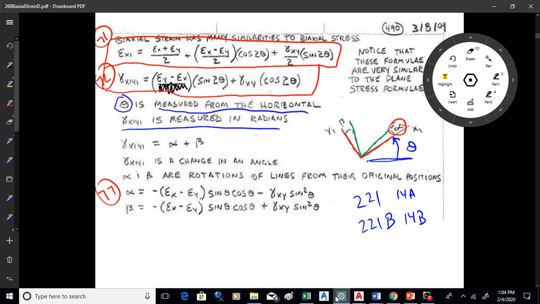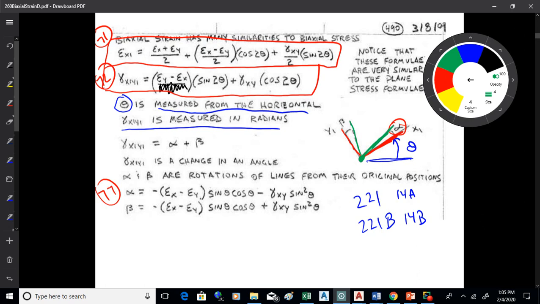One other thing to remember here is this kind of related topic of a change in angle of a line, which we call alpha, and that's equation 77. That tells you how much a line would rotate. Okay, so if you've got a given angle theta and you throw it into this equation, you know epsilon x, epsilon y, and gamma xy, you can figure out if you have some line that is at that angle theta right there, how much it would rotate to a new position. So it's going to rotate about that point there.